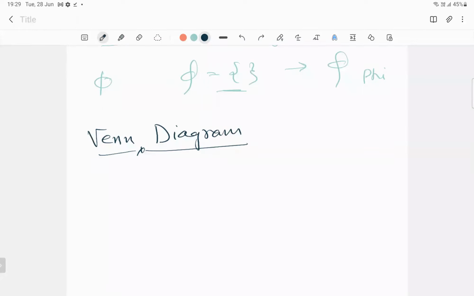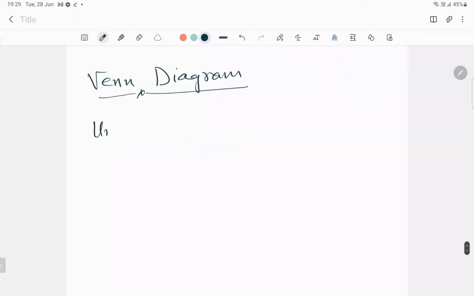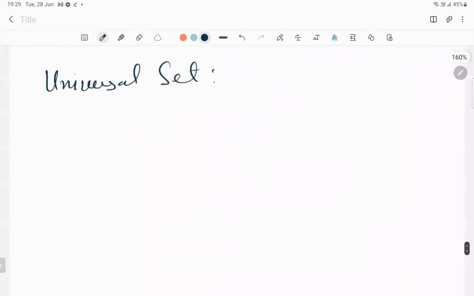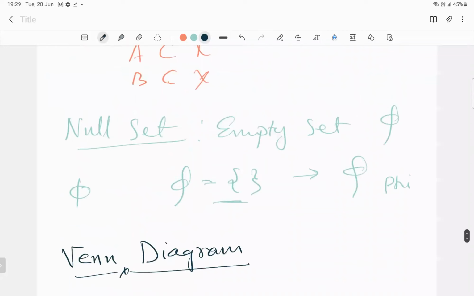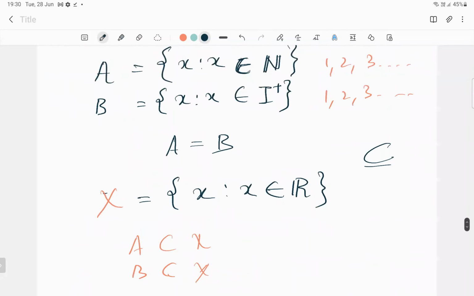Okay. So before studying the Venn diagram, first let's understand what a universal set is. What is a universal set, by the way? Yes, exactly. It includes all the subsets. You're understanding my point? Like here, this X includes all the subsets. That means we can say this is a universal set, and A and B are its subsets. That's why X is a universal set.